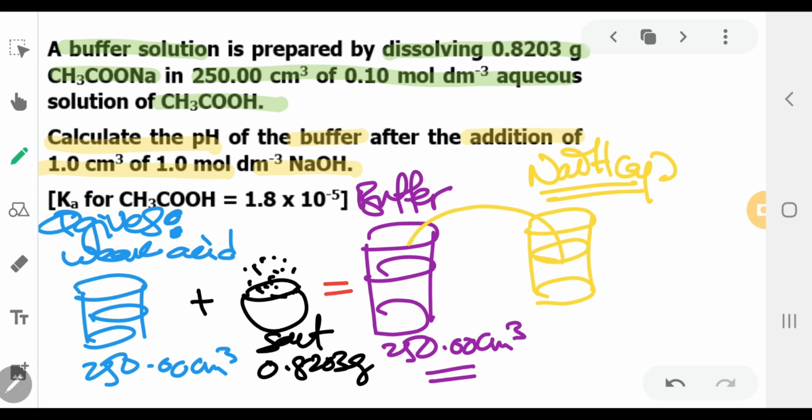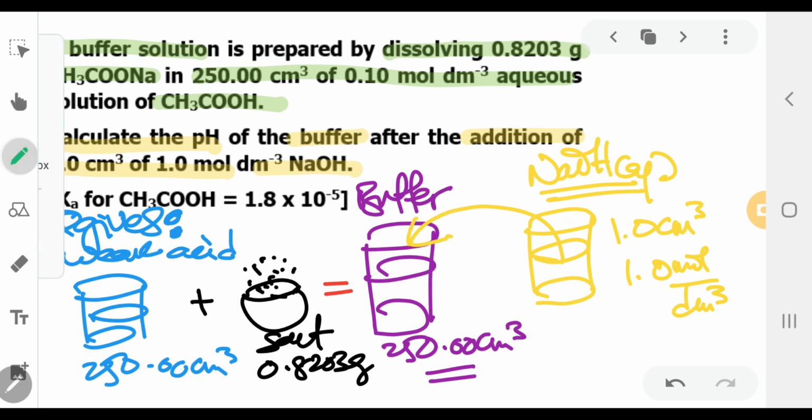So we're going to add a small amount in there. How much? It's going to be 1.0 centimeter cubic and 1.0 mole per decimeter cubic. So this is the volume that we are adding inside your buffer. Now you can imagine that we're adding strong base, small amounts with this concentration, 1.0 mole per decimeter cubic. That much, 1 centimeter cubic, we're going to add into your buffer.